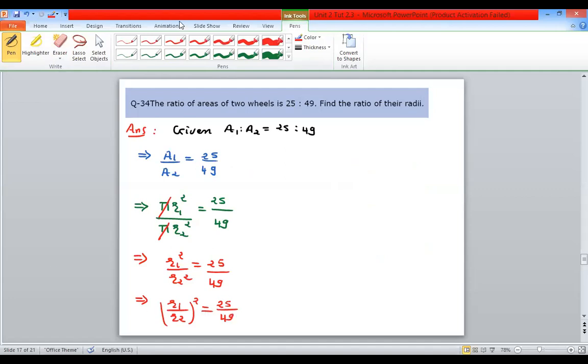The square is converted into the square root. So r1 upon r2 is equal to the square root of 25/49. The square root of 25 is 5 and of 49 is 7. So the ratio of the radii is 5/7. In ratio form, it is written as r1:r2 is equal to 5:7.